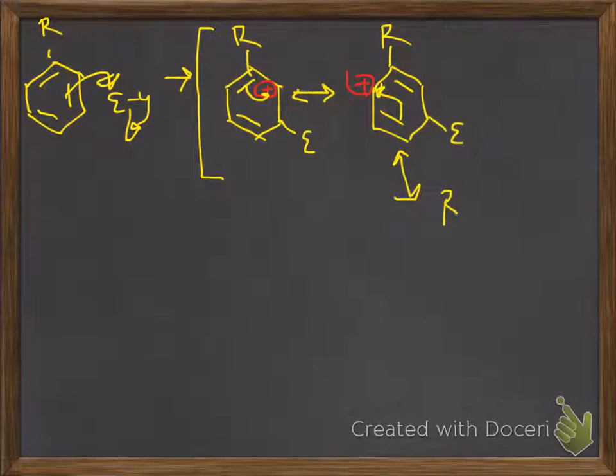So we have the R group, the E group, the double bond is now here, and the carbocation is located in what position? That's right, it's located down at the para position. Okay, and then I'm going to go ahead and put my end bracket.